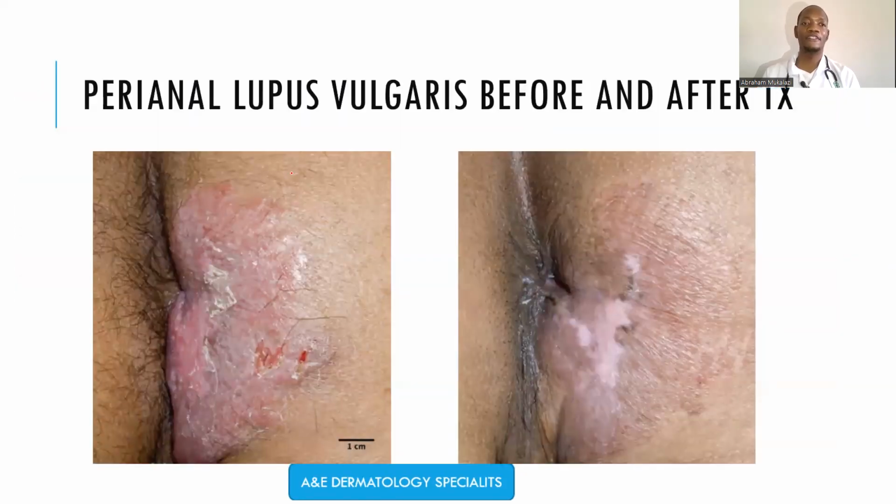We can also have perianal lupus vulgaris. In this case, as we've said, it is affecting the area near the mucosa. So in this case, we have that plaque. When you take off a biopsy, you see TB in there. After treatment, this is how the patient looked.